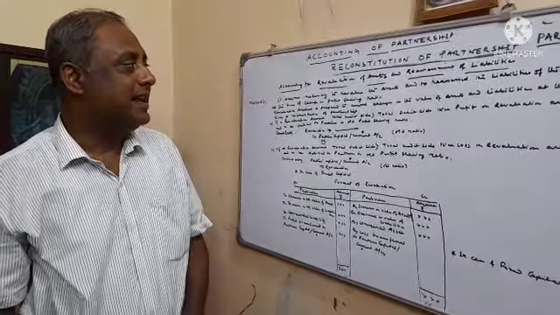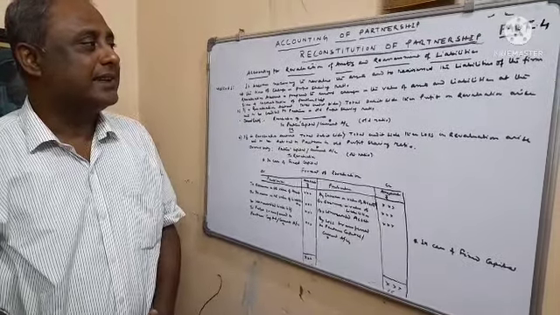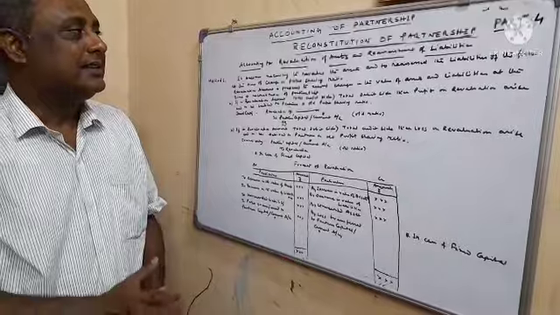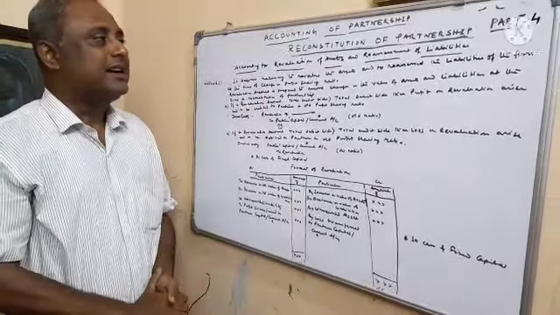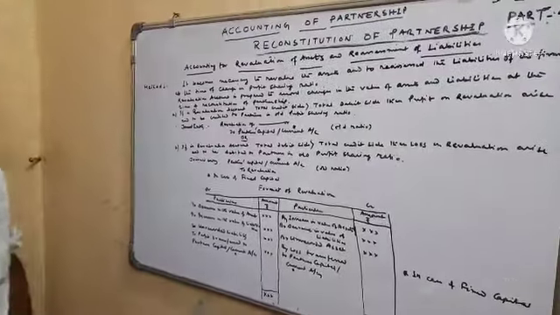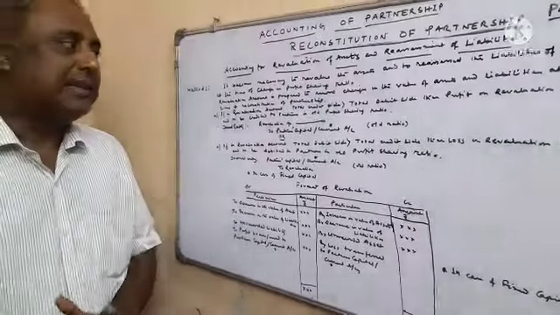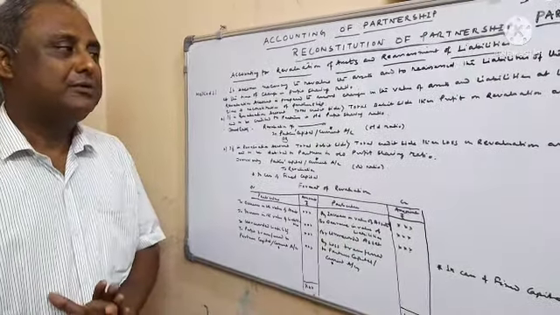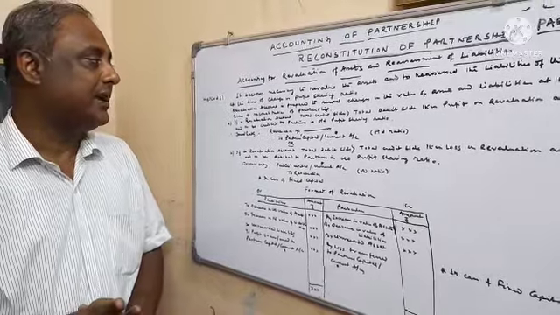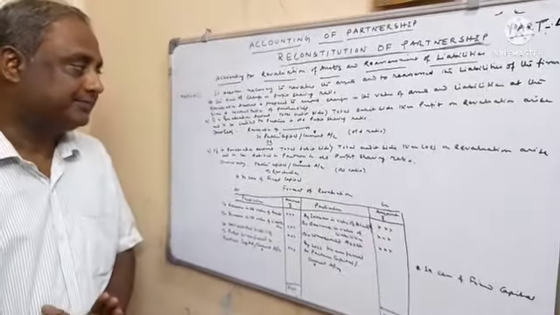Today we will explain the topic accounting for revaluation of assets and reassessment of liabilities. Chapter: Reconstitution of Partnership. Method 1. It becomes necessary to revalue the assets and reassess the liabilities of the firm at the time of change in profit sharing ratio.